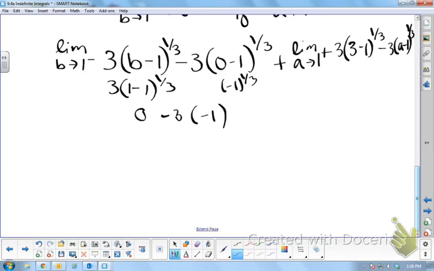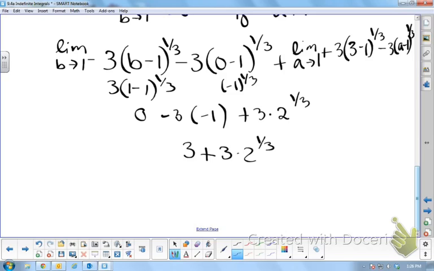And then we go to this one. 3 minus 1 is 2. So we have plus 3 times 2 to the 1/3. Minus, what's going to happen again when we plug in 1? 0. So that goes away. So we have 3 plus 3 times 2 to the 1/3. I'd probably leave it like that, or I'd get a decimal. Because 2 to the 1/3 we can't do nicely. 2 to the 1/3 is a decimal of some sort. So we'd either leave it exactly like that or find the decimal.